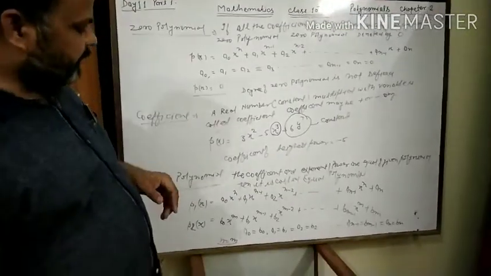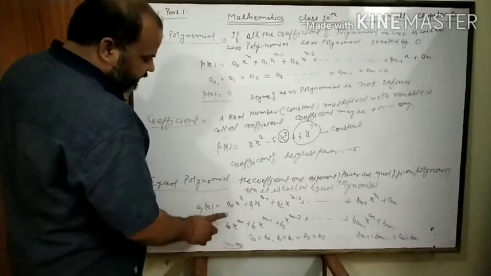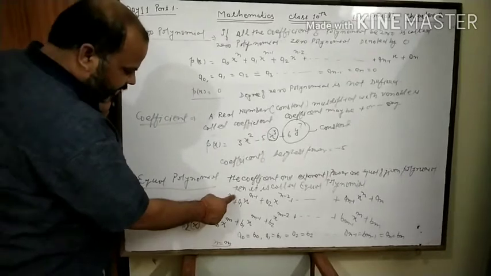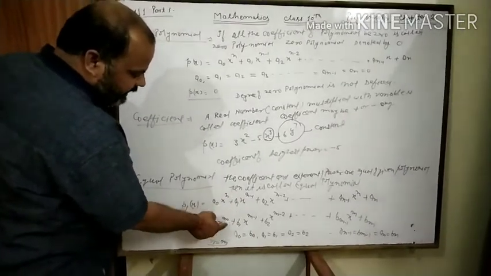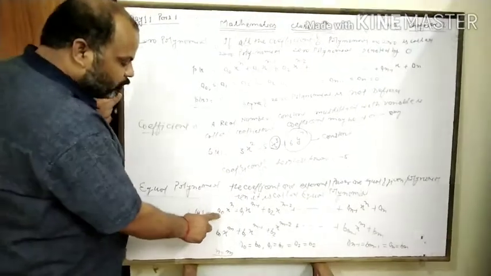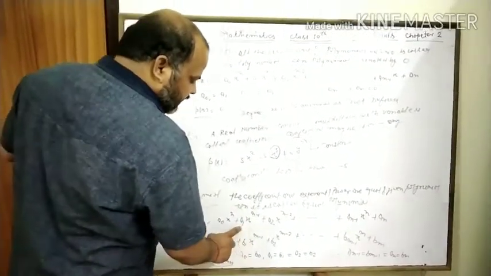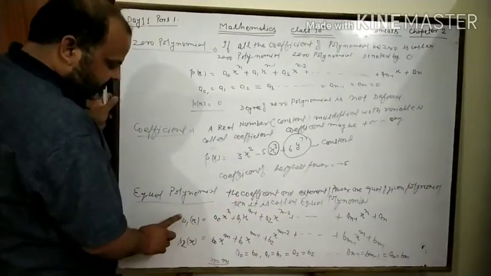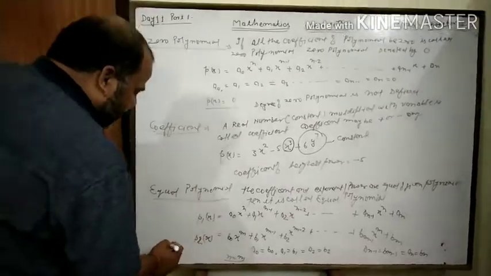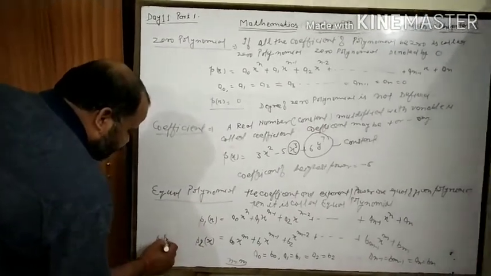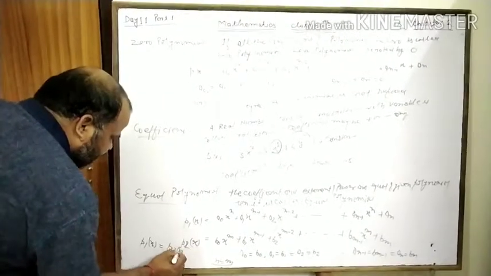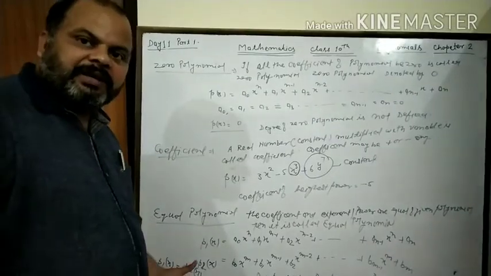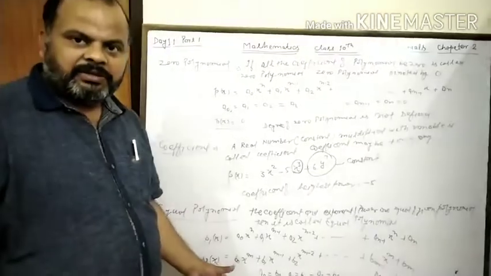Then equal polynomials. Here x to the power n and x to the power m: n and m are the same, and the coefficients a0 and b0, a1 and b1, a2 and b2, see, all are the same. Then p1(x) is equal to p2(x) if and only if the powers are the same and their coefficients are the same. Is that clear? Okay, thank you.